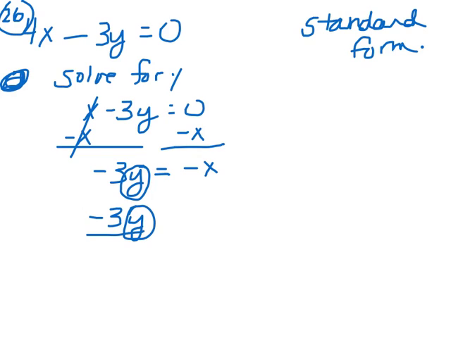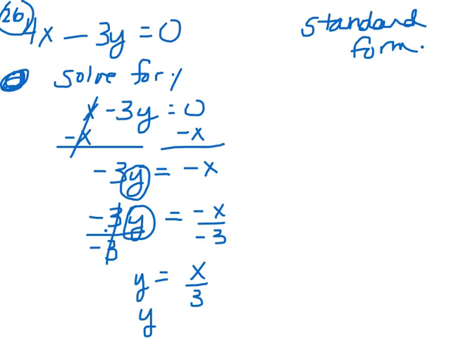So what I'm going to do to get y by itself is: -3 and y are multiplied. When they're smushed together like that, remember that just means -3 times y. The opposite of multiplying by -3 is dividing by -3. A negative over a negative is a positive, and I would get y equal x over 3. I could also write that, if I wanted to, as 1/3 x, because there's an invisible 1 in front of the x. Okay, so that's what they wanted me to do on 26.